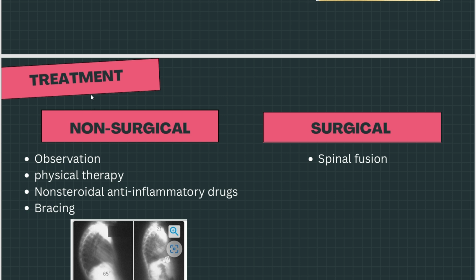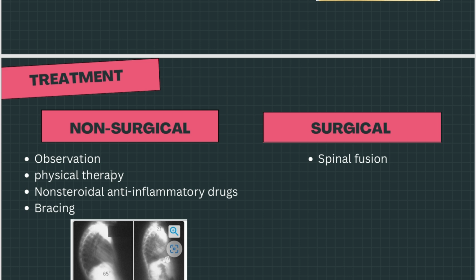So next we have treatment. Treatment for kyphosis is divided into two: non-surgical and surgical. For the non-surgical, we have observation, which is recommended for postural kyphosis and Scheuermann kyphosis with a curve of less than 70 to 75 degrees. The doctor will observe the patient, simply monitoring the curve to make sure it does not get worse.